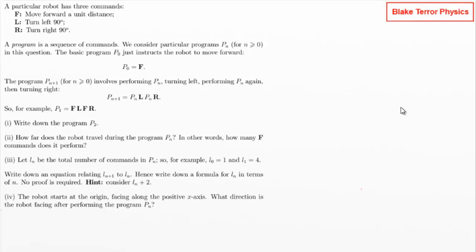Hello, this is question 5 from the 2012 MAT. A particular robot has 3 commands. Oh, right, these are my least favourite type of MAT question.